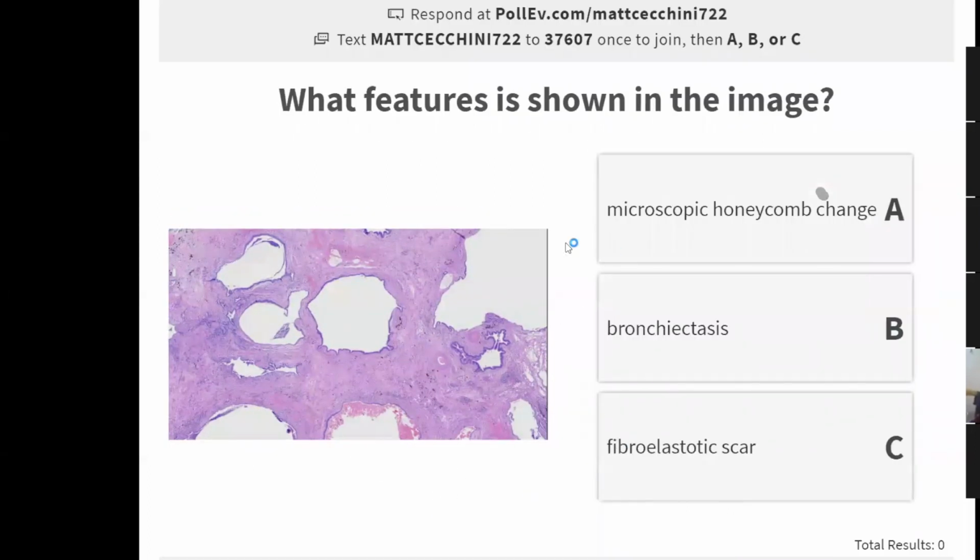Perfect. And so what am I trying to show by this image here? It's a little bit cut off, but I think we can see it enough, where we have these cystically dilated spaces with intervening fibrosis that are stacking on top of each other. Is this A, microscopic honeycomb change? Is this B, bronchiectasis? Or is this C, a fibroelastotic scar?